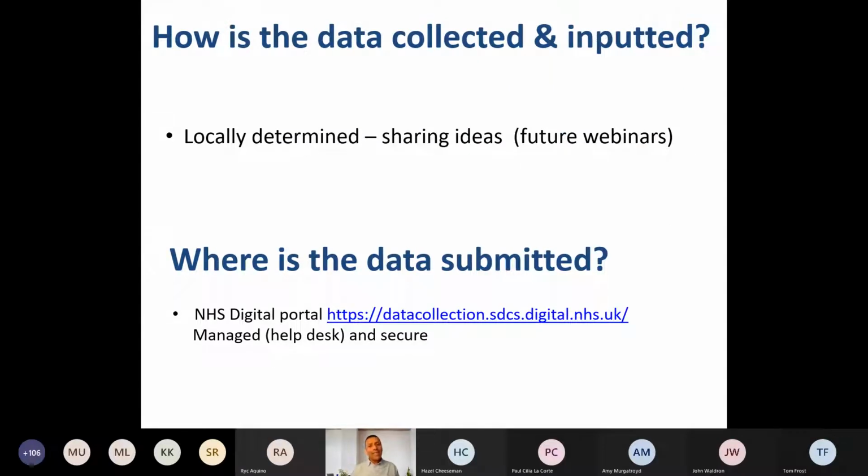So how is the data collected in your trust and inputted? Well, that's locally determined. In my particular trust, I know what IT system there is, and we're developing the template for the data collection so that we can import as much data as possible, and then it's as easy as possible to input the relevant questions.